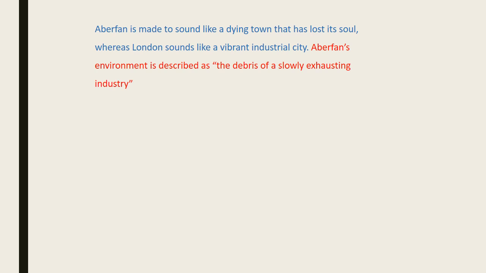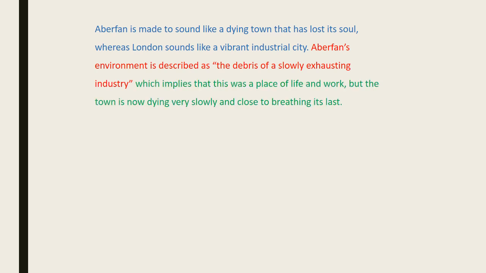So I found an example. Its environment is described as the debris of a slowly exhausting industry. Now, I've already said that it's dying. I don't want to say that again. What I want to do is, what can I infer from that statement? What does that statement actually tell me? Now, it's not the choice of the word debris makes it sound like it's falling apart. It's not the choice of the word exhausting. It is literally my reading and understanding.